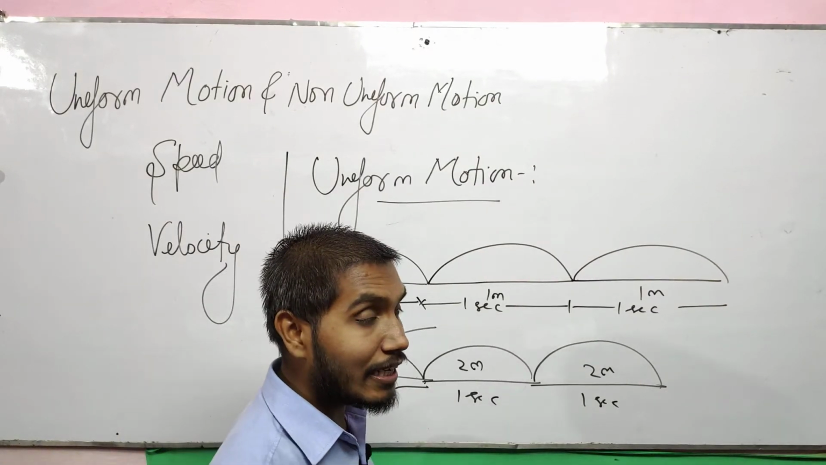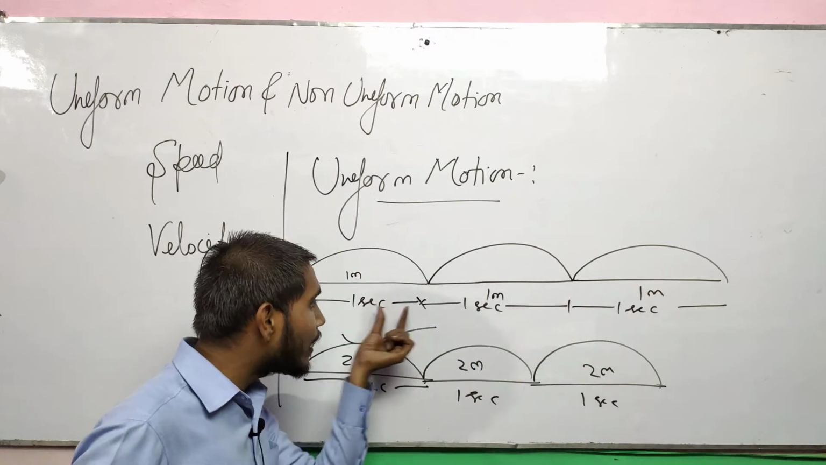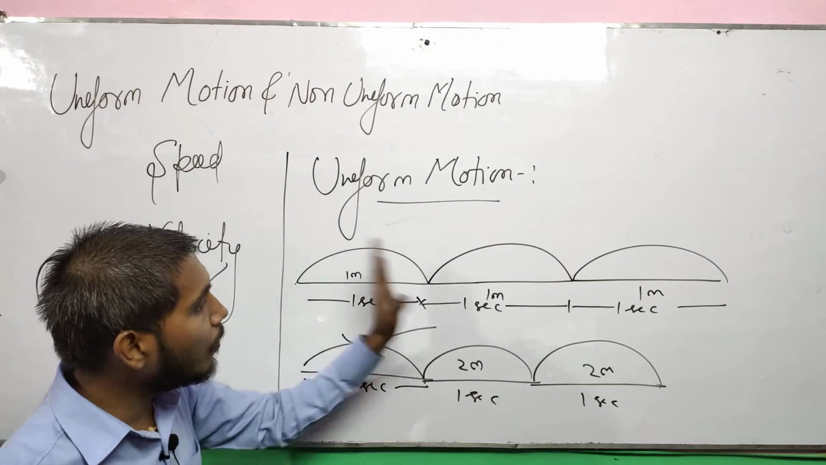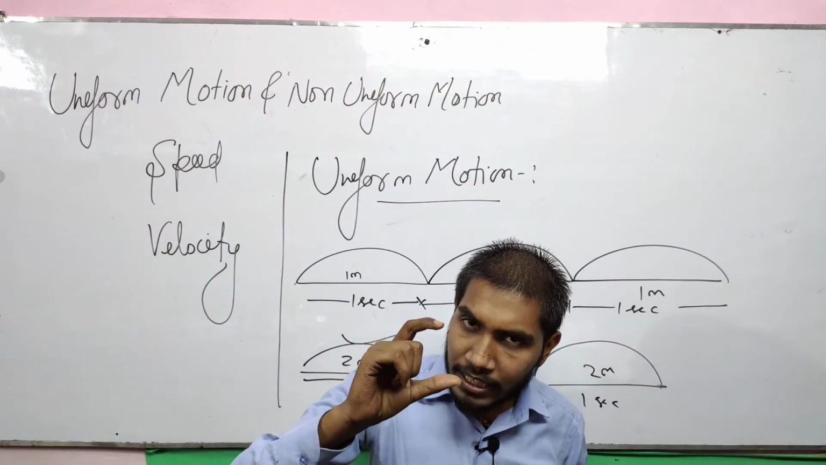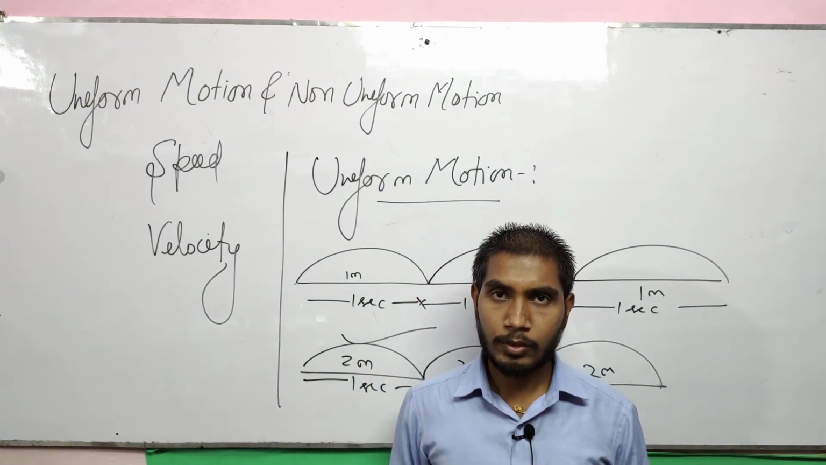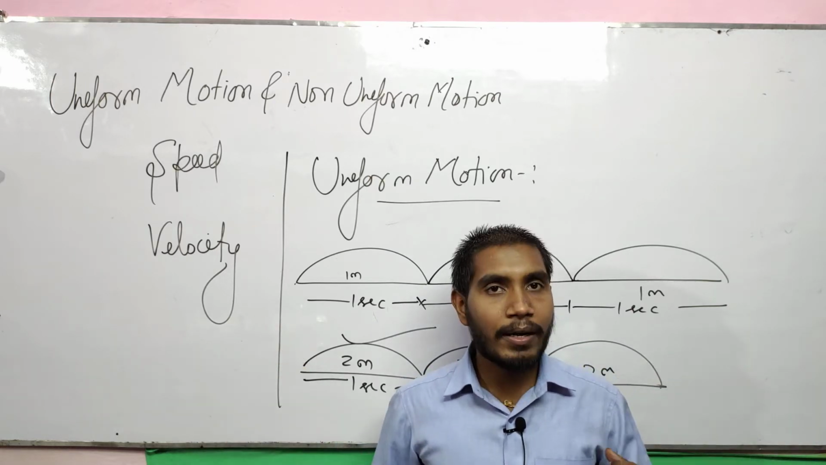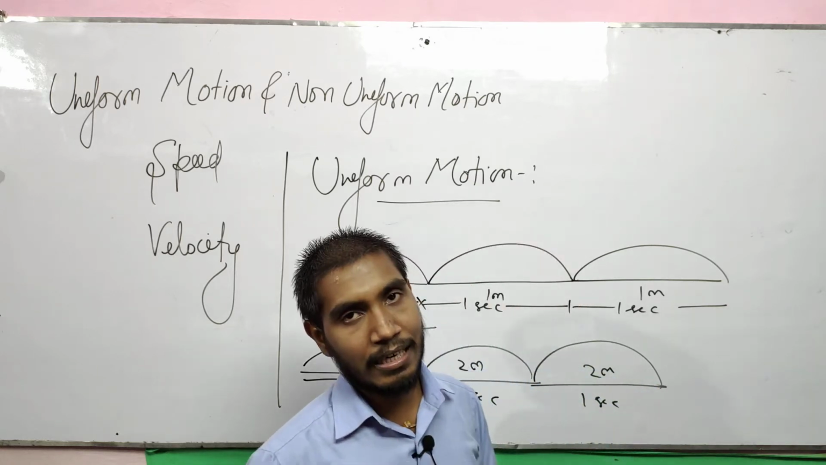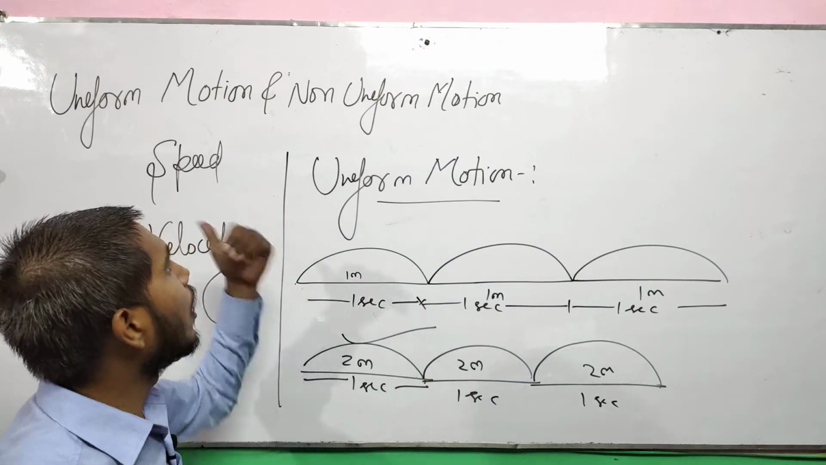So what is the definition that I said? When any object travels equal distance in equal interval of time, maybe the time interval is very small, the motion of the object is called uniform motion. Okay, now we see non-uniform motion.